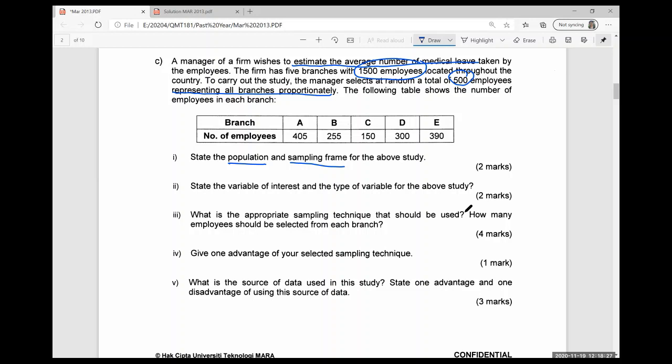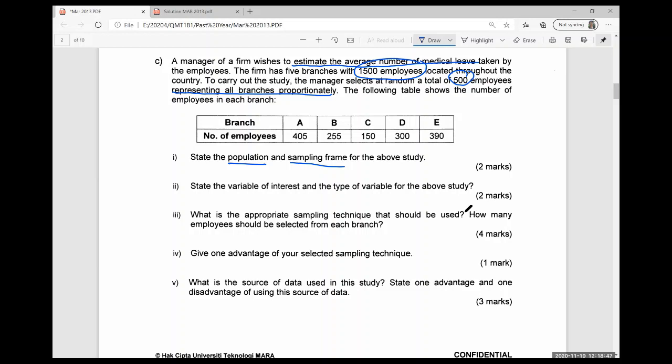And then for the sampling frame, what you just need to do is simply add the words list of in front of the population. So you can just say list of all the 15,000 employees of the firm. That's it. So that is for the sampling frame.